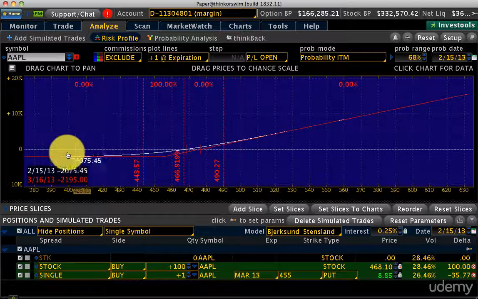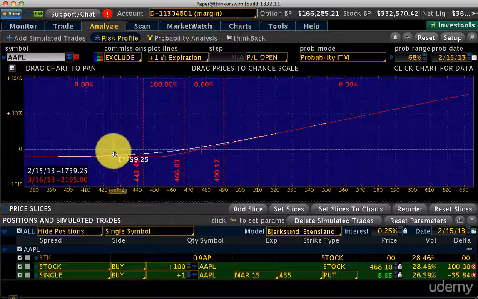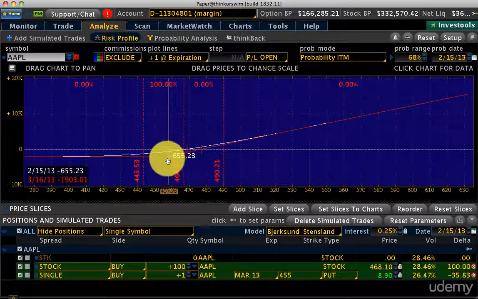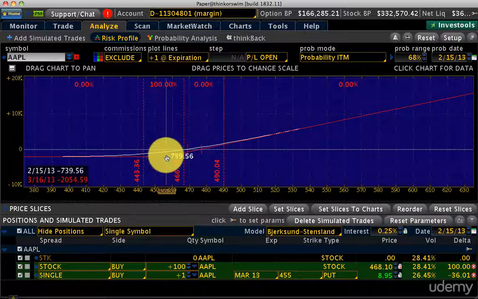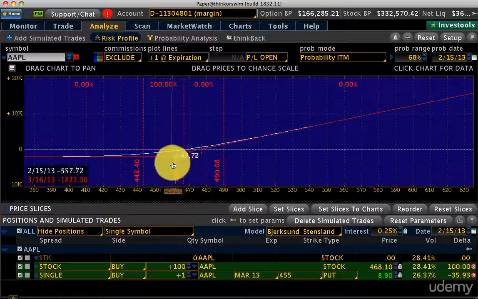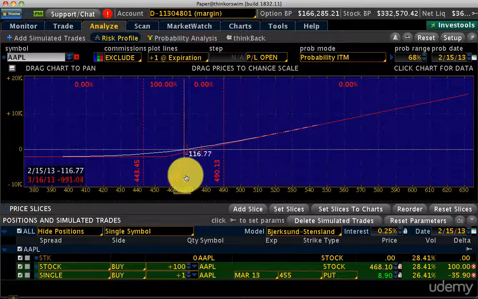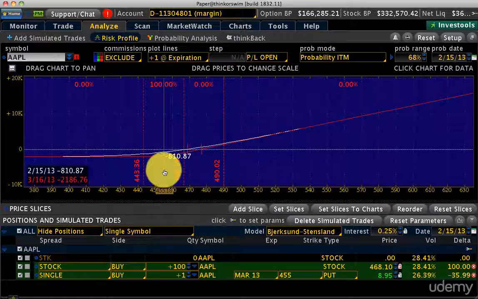Now, it doesn't matter how much Apple drops, your loss is going to be fixed. Your loss is going to be about $2,000. You've basically arrested any downside losses beyond this point, which is that 455 strike price. Now you could do 460, you could do 465, you could do any number of strike prices, depends where you want the protection. And the choice of where you want the protection is going to impact the cost of that protection.